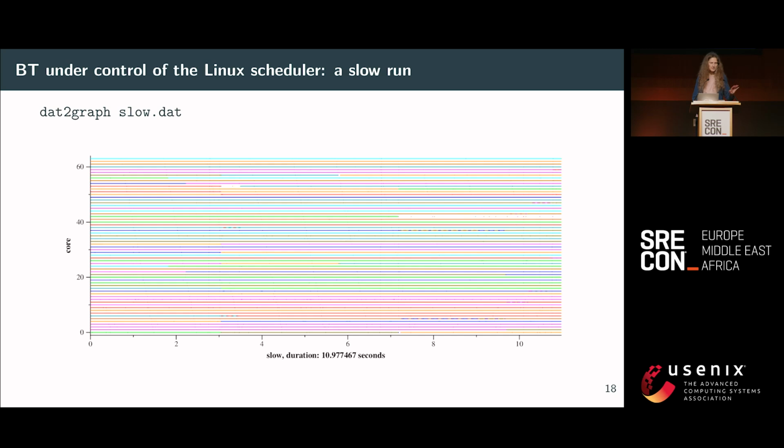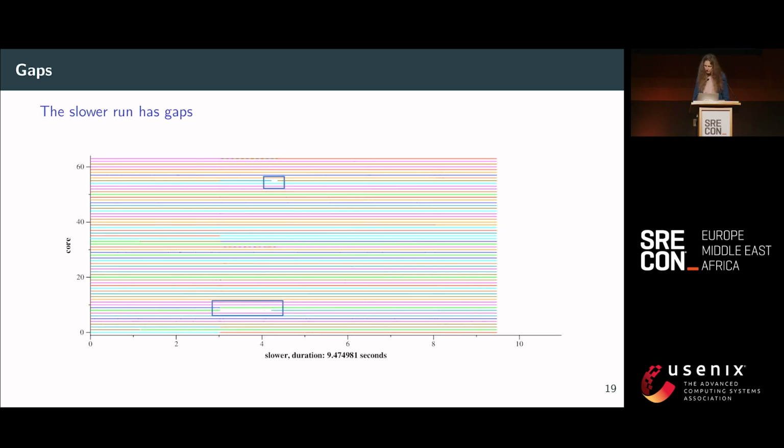I'm not sure if you can see the graphs well enough from where you're sitting, but if you study these graphs, you can see that the slower runs, the slower one and the slow run, both have some gaps. So there's a gap here. There's a big gap here near the bottom of the screen. There's a smaller gap up here. These are perhaps a bit suspicious.